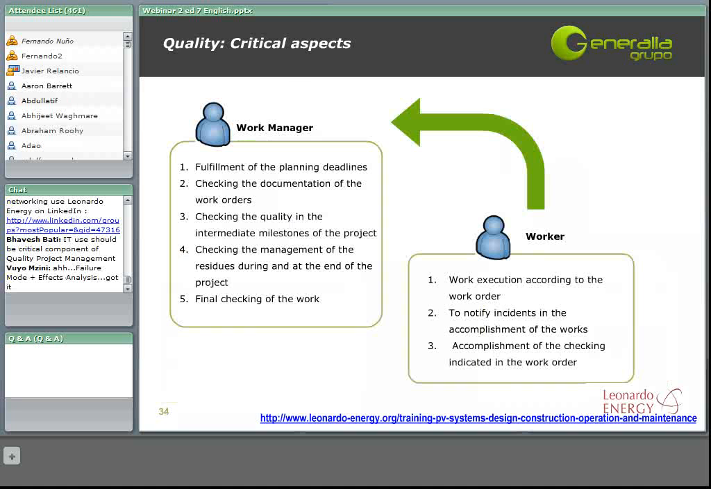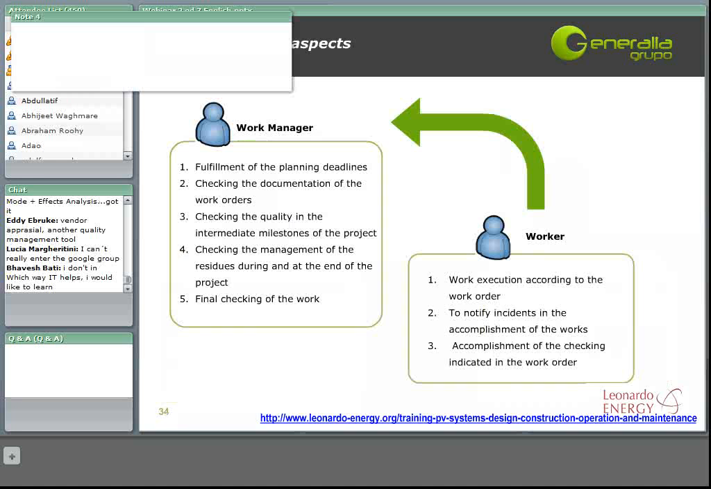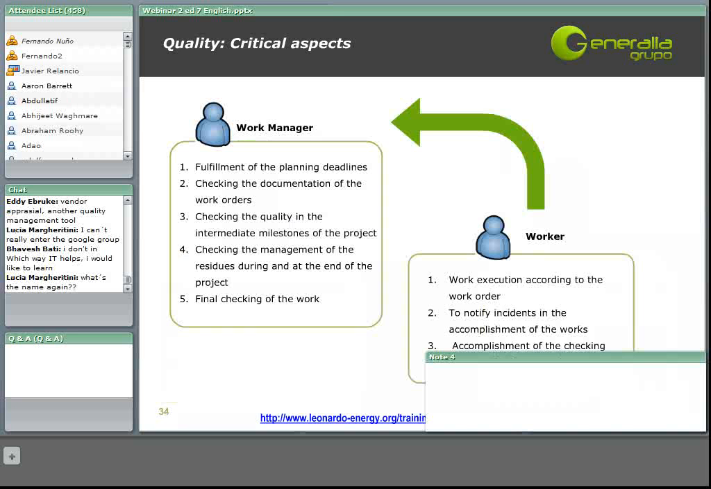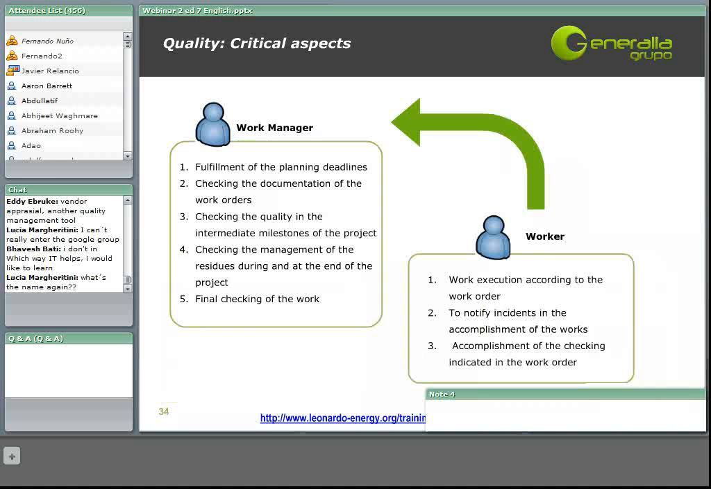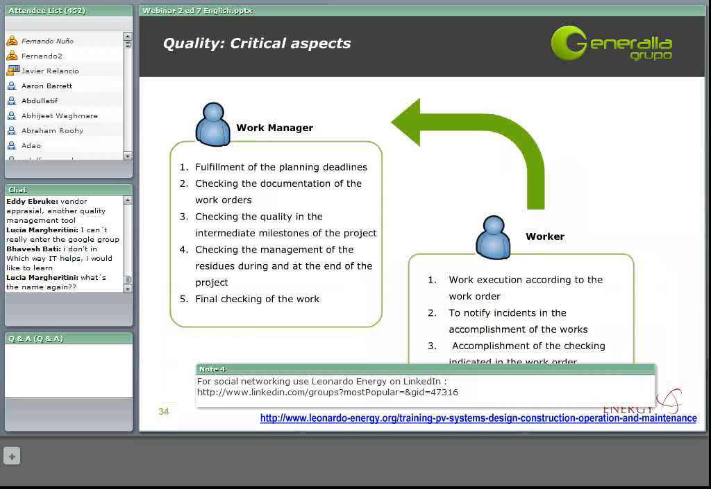In this slide, we have some of the obligations and responsibilities that the work manager and the workers should consider in order to improve the quality of our PV facility. The work manager should fulfill the planning deadlines. He should also check the documentation that he is giving to the workers. Then he should check the quality in every intermediate milestone of the project. He should check the management of the residues that are being produced during the execution of the project, and he will do a final checking of the whole project at the end of the work.